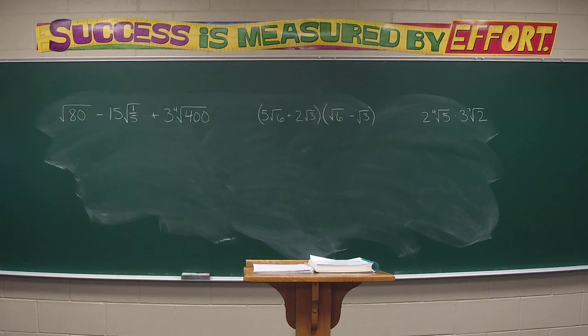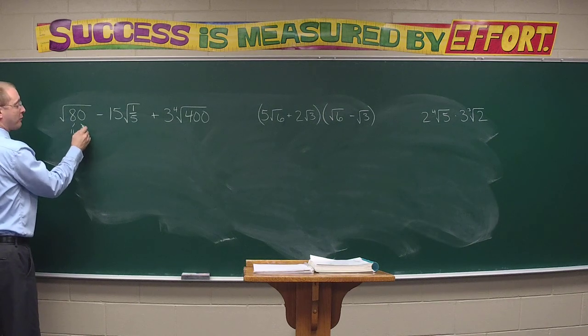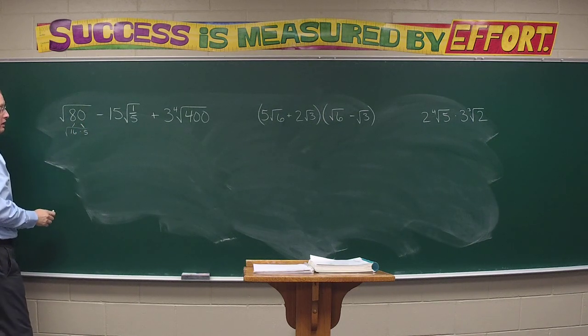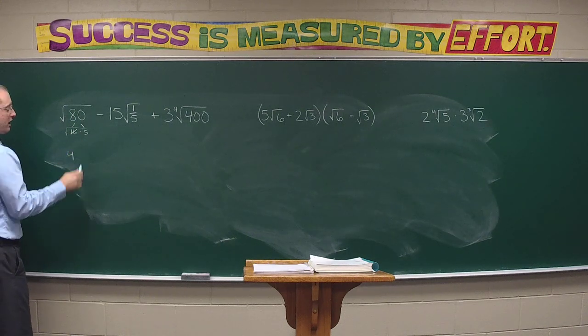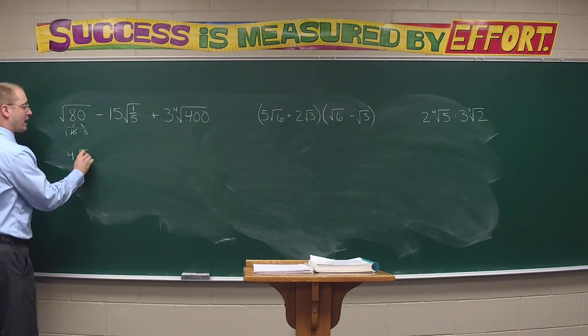Brandon, let's take a look at this problem here. What do I need to do first? What did you do first? I just wrote a straight up long. So, okay. 80, you did separate it to 16 and 5. Okay, factor to 16 times 5. We'll take the square root of the 16 to get 4, and we'll leave the 5 in there, times the square root of 5. There we go, times the square root of 5.